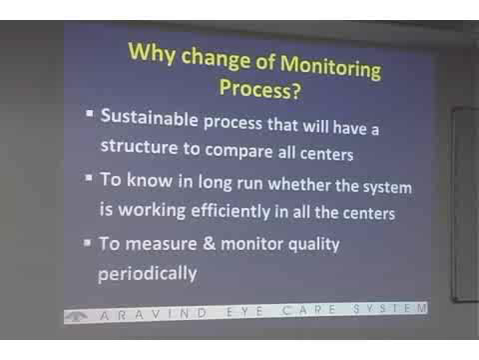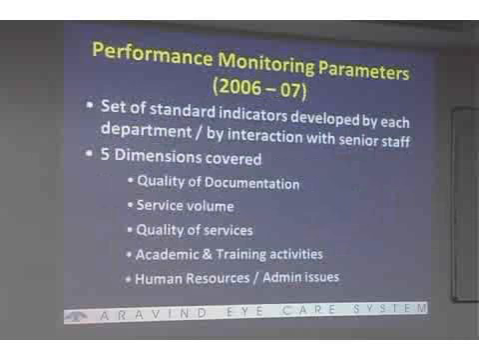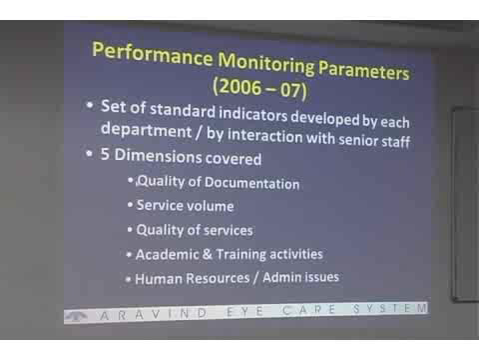With the current transition process, with the number of hospitals we are opening up, we have developed a structured process for capturing all this information and also for analyzing it, so that we know in the long run all our hospitals are running efficiently and with good quality. So we have looked at 5 dimensions. One is quality of the documentation: how are the case sheets, whether the data we want is all complete there. Then the service volume, the volume of patients, and how it compares with previous years. The quality of the services, which means acceptance, especially the counseling. Then the academic training activities and the human resource issues.